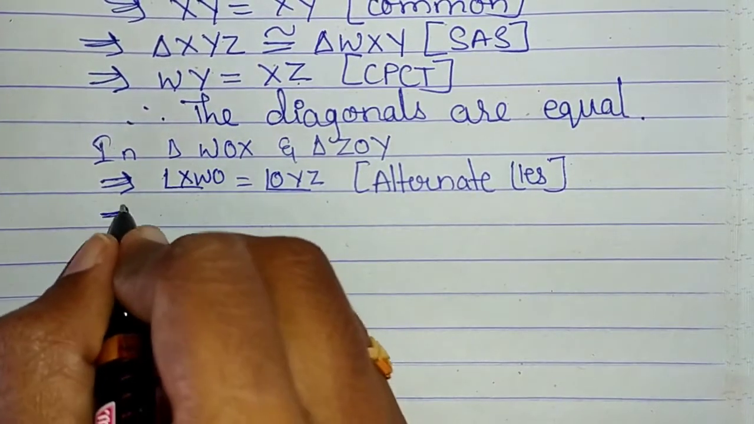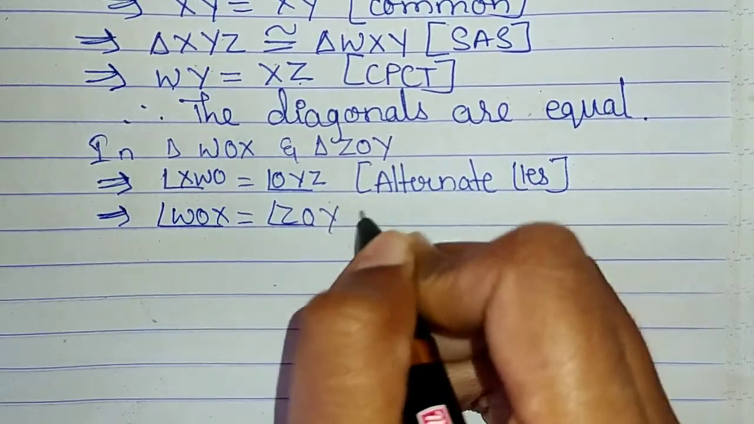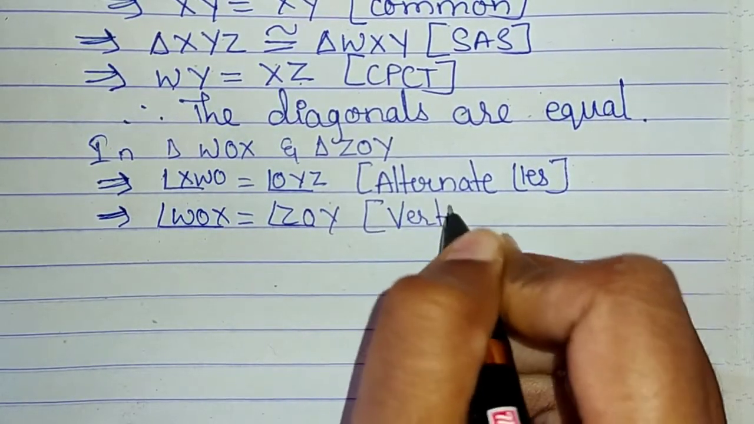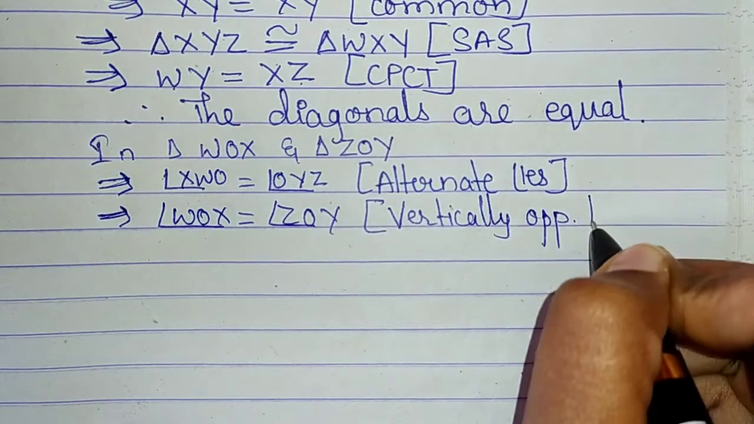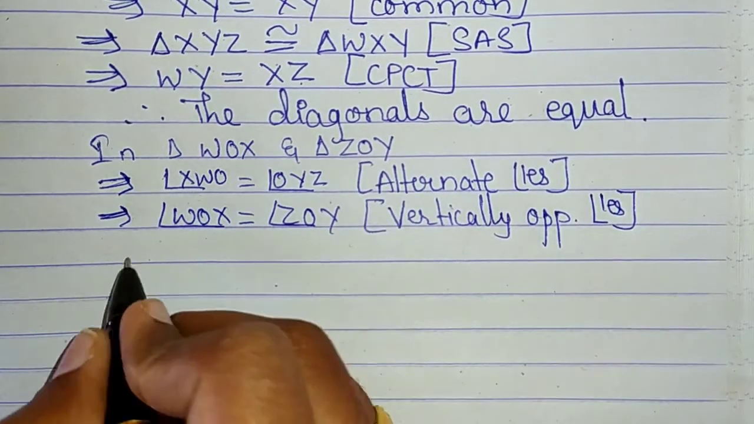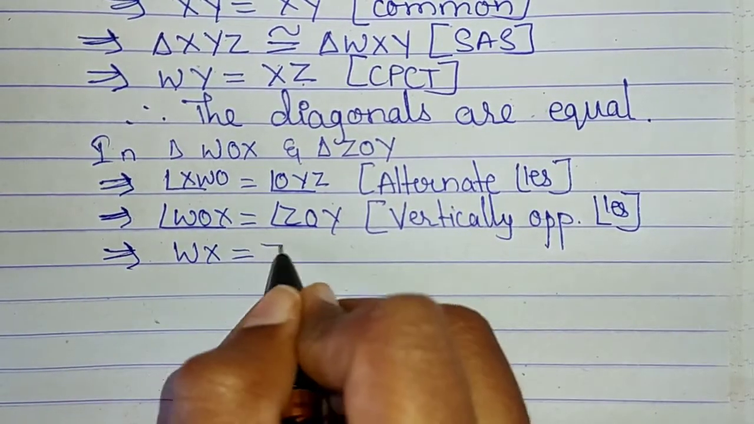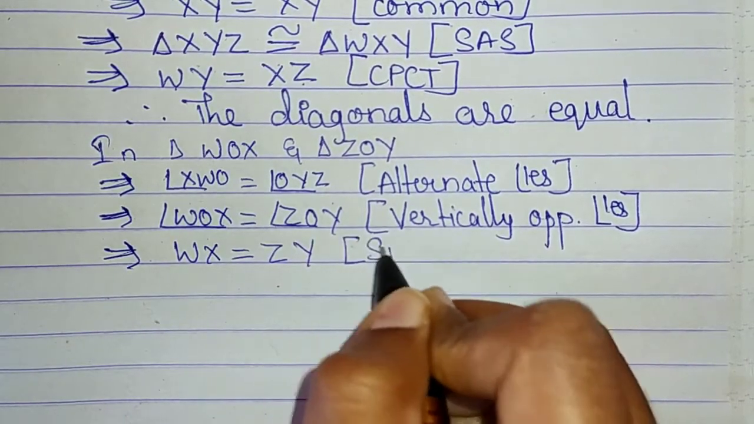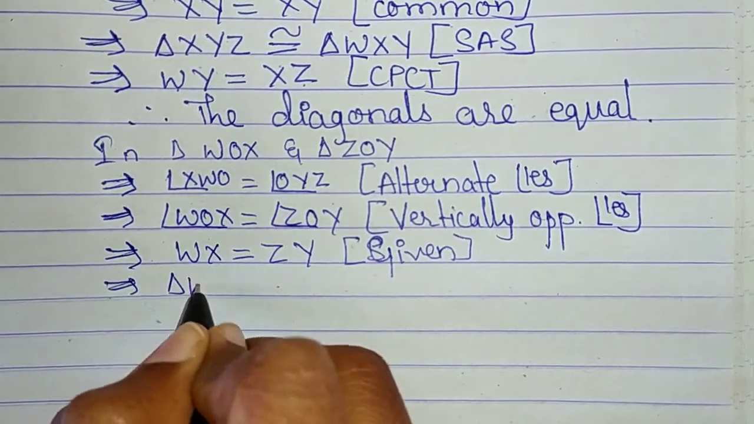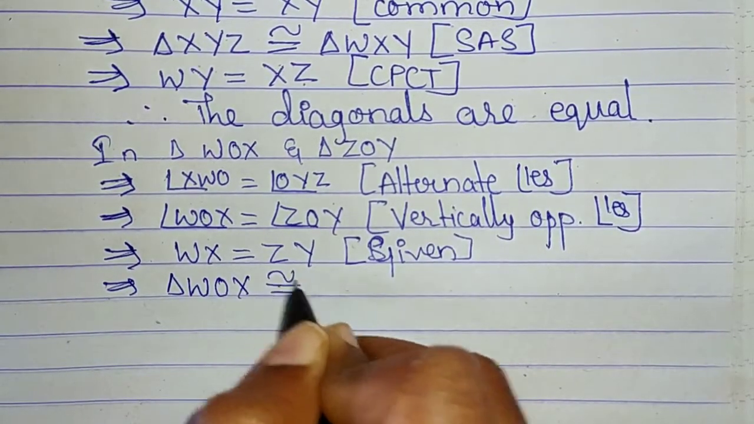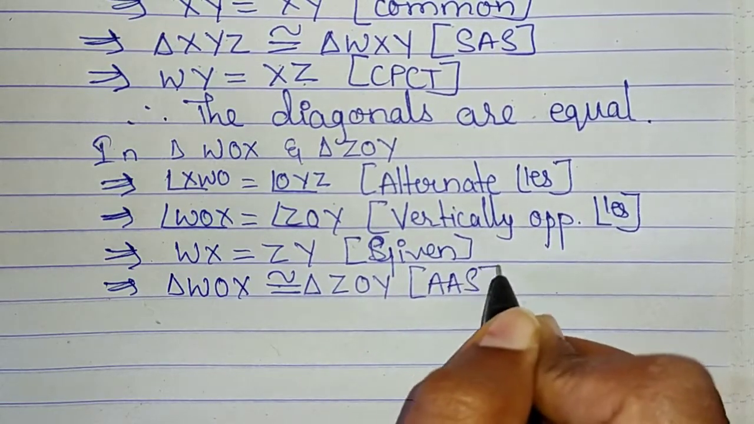Also angle WOX is equal to angle ZOY, because they are vertically opposite angles. We proved in the lines and angles chapter that vertically opposite angles are equal to one another. And lastly we have WX is equal to ZY. They are the sides of a square, so it is given. So this implies triangle WOX is congruent to triangle ZOY by AAS, angle angle side criteria.